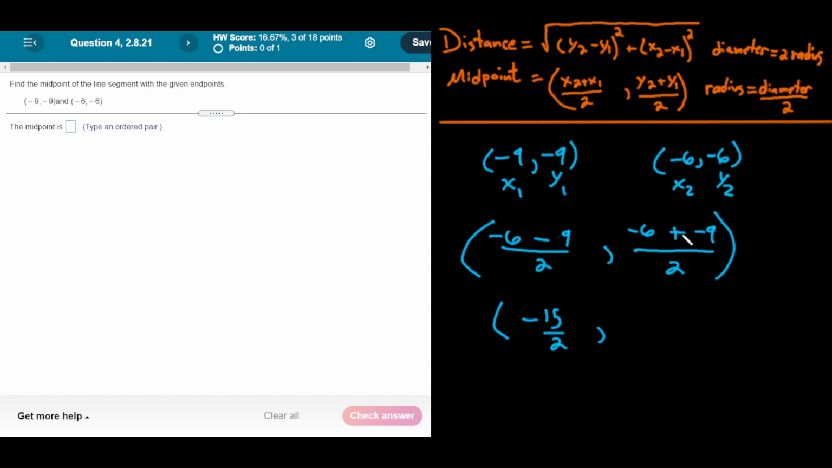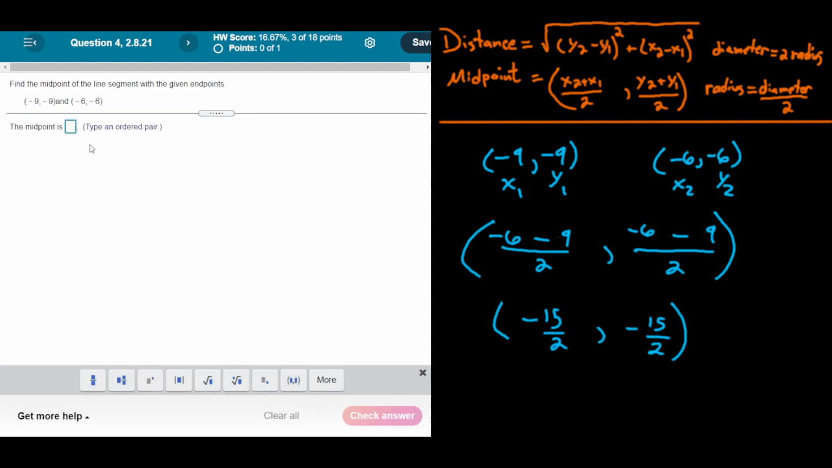And over here, once again, we're adding a negative. Whenever you're adding a negative, that means that you're just subtracting. So I'm going to erase those and just put a minus in between. So -6 minus 9 will give you -15. Yeah, had to make sure. This is our midpoint. It's kind of weird that it ended up like that, but it is what it is.